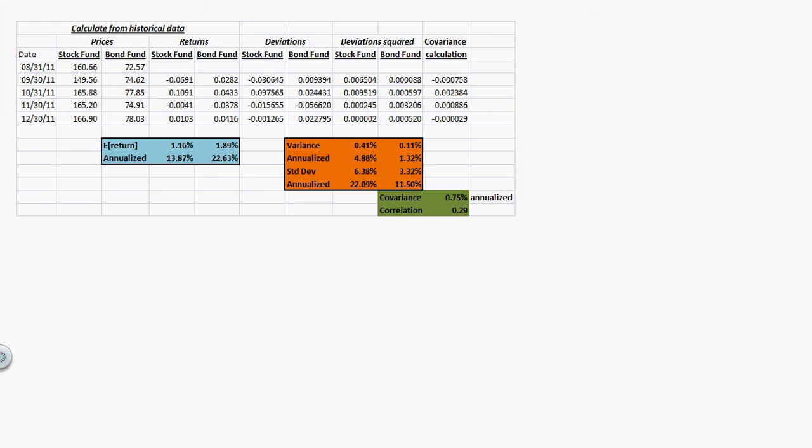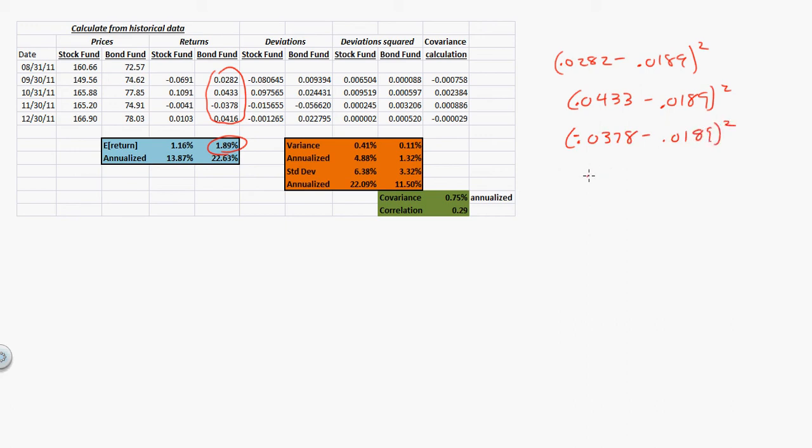So I want to redo the variance for the bond fund, so I want to look at these returns. Let's take 0.0282 minus its average, 0.0189, and I'm going to square that. And I take 0.0433 minus the average and square it, and negative 0.0378 minus the average and square it, and then 0.0416 minus the average and square it.